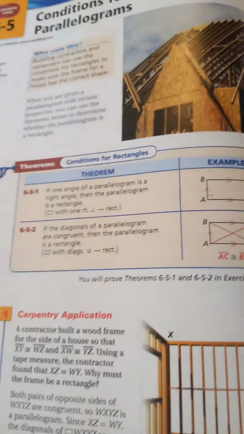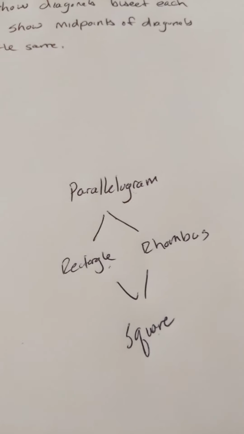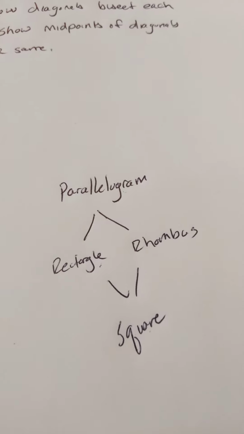Okay, 6-5, conditions for special parallelograms. So we just talked about the special parallelograms. Rectangle, rhombus, and square fall under the parallelogram category. What this does is it talks about some of the conditions.